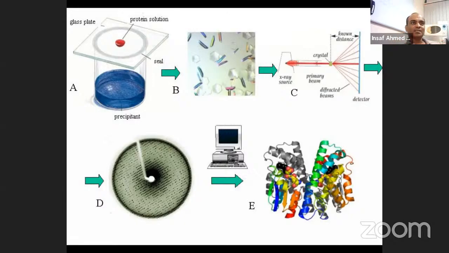Okay, nobody is interested to tell the liquid nitrogen temperature. Liquid nitrogen temperature is minus 196 degrees centigrade. When you pour liquid nitrogen at minus 196 degrees centigrade, it will freeze your crystal, and the heat which is generated by the X-ray will be nullified. So that comes under cryocrystallography.